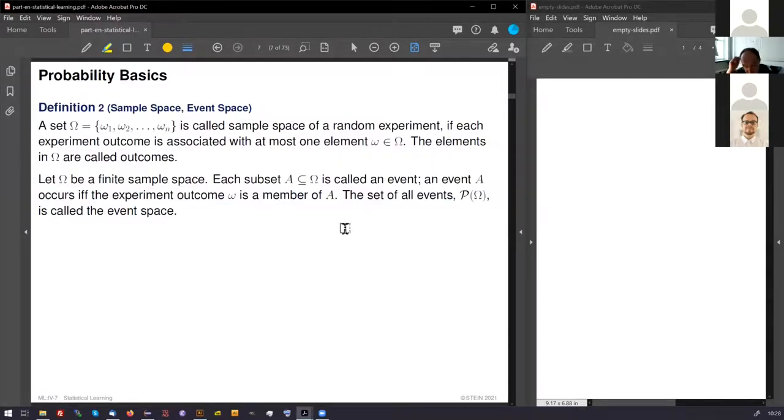We need at first some definitions. We have a set omega, which is called the sample space. This omega collects all experiment outcomes. If we have such a sample space, we call each subset A of omega an event. An event occurs if the experiment outcome, small omega, is a member of the event. The set of all events, the power set of omega, is called the event space.